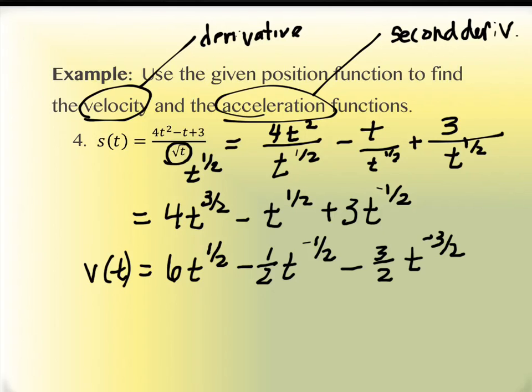All right, would you guys bear with me to let me finish the problem with the a of t next? It'll just take about a minute. Okay, a of t, same thing. I just need the derivative of what I just found, the derivative of this piece. 6t to the 1 half, what will that become? 3t to the negative 1 half. Negative 1 half t to the negative 1 half, what will that become? Positive 1/4 t to the negative 3 halves.